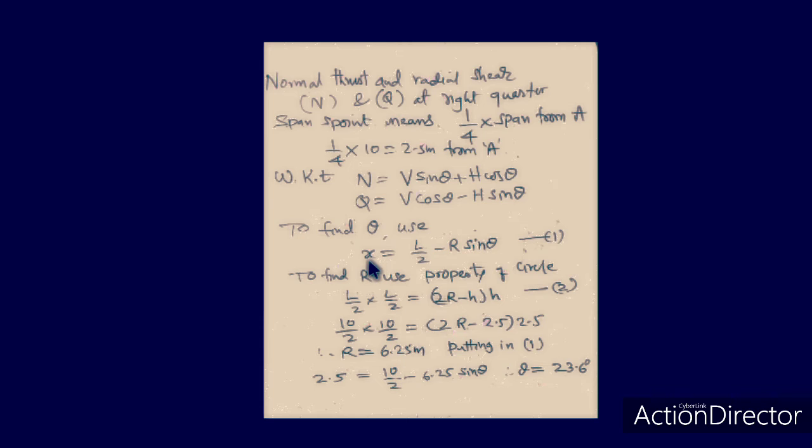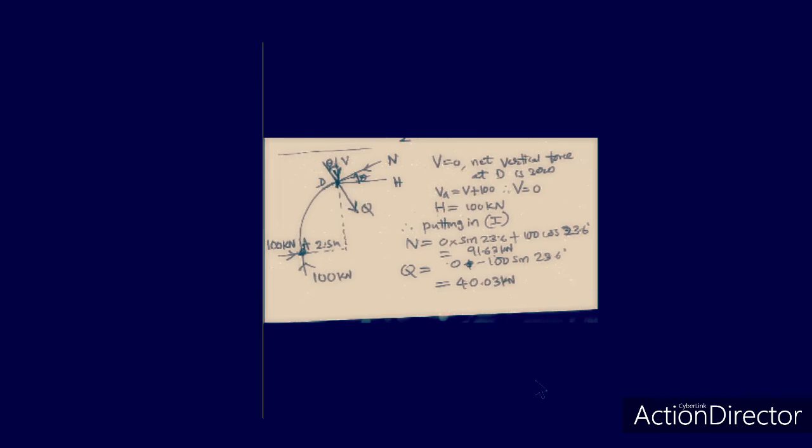X, as you know, means the horizontal distance where N and Q are required. In this case they say 1/4 of the span from A, so x is already fixed, which is 2.5 meter. Substitute 2.5, L you know, and r is calculated here. I used the formula 2.5 is equal to L by 2, that is 10 by 2, minus r sin theta, and I got theta is equal to 23.6. So finally, the calculation of N and Q values.